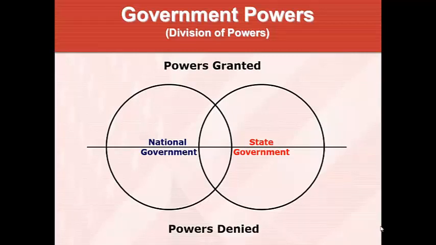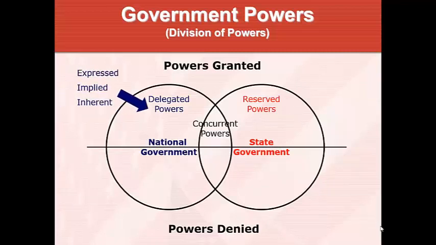are denied them. Powers that are granted to the national government are also called delegated powers, while powers that are state powers are called reserved powers, and we'll get into why they are called that a little bit later. There are also concurrent powers, which we'll talk about, which are powers that are shared by both a national and a state government. At a national level, there are three types of powers.